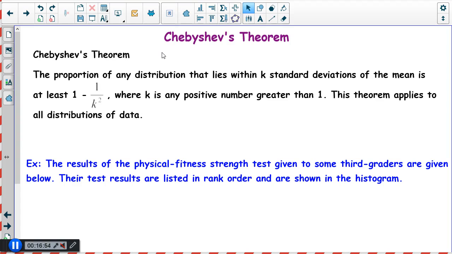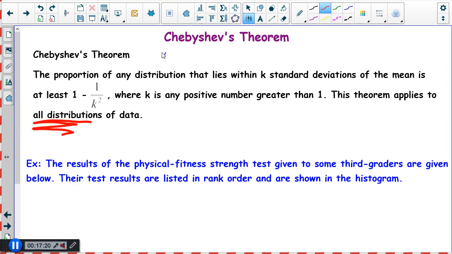So Chebyshev's theorem tells us that the proportion of any distribution that lies within k standard deviations of the mean is at least 1 minus 1 over k squared. You need to memorize that. 1 minus 1 over k squared, where k is any positive number greater than 1. This theorem applies to all distributions. That's what makes Chebyshev's theorem so amazing.